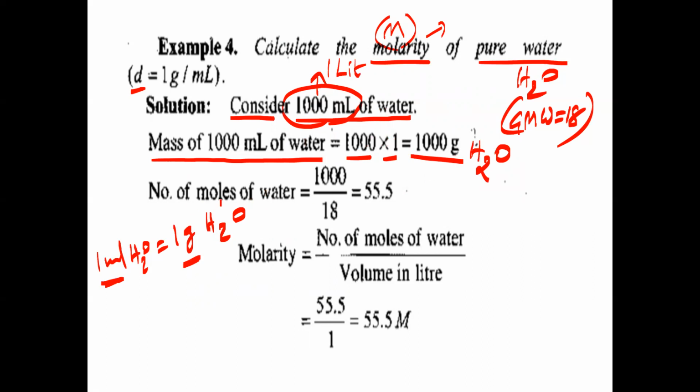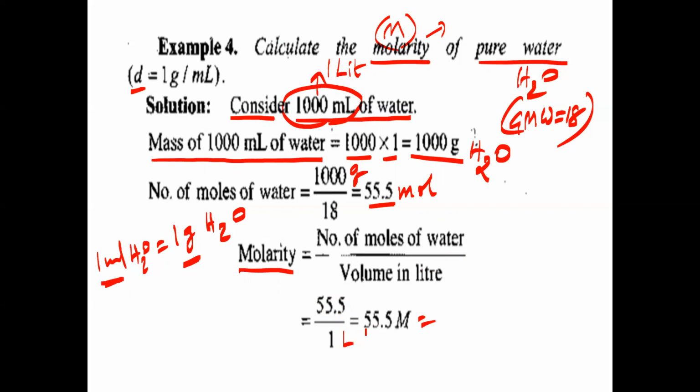Next, the number of moles formula is given weight in grams by gram molecular weight. Now 1000 grams by gram molecular weight of water, 18, is 55.55. So these many moles in 1 liter. So we get the number of moles first: 55.5. Next, the molarity formula is number of moles of water by volume in liters: 55.5 by 1 liter. So these many moles per liter.